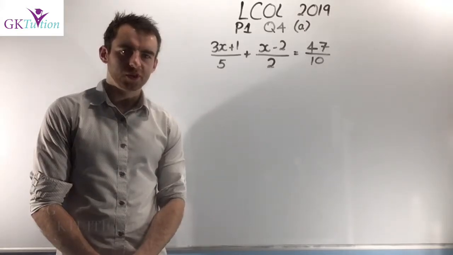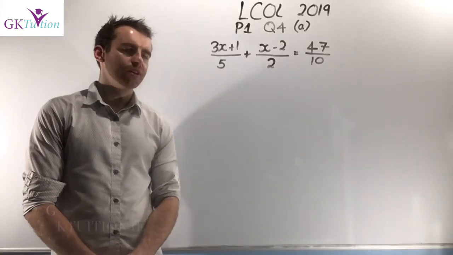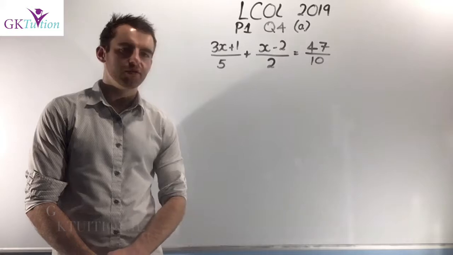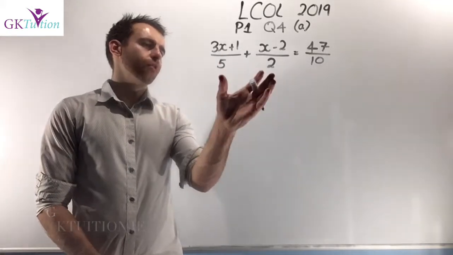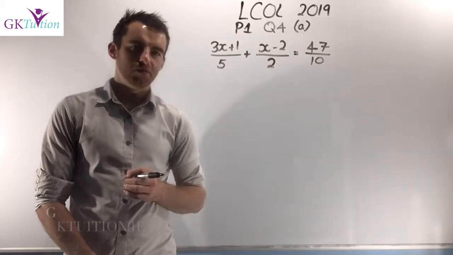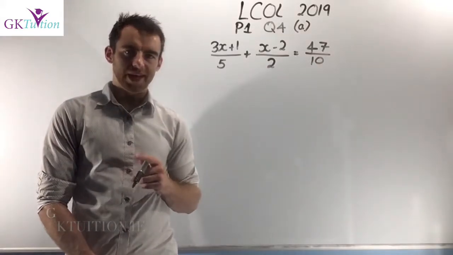Now the question that I've chosen to go through here is 2019 Paper 1 Question 4. In the first part of this question we have two fractions on the left and one fraction on the right, and we're asked to solve to find x.